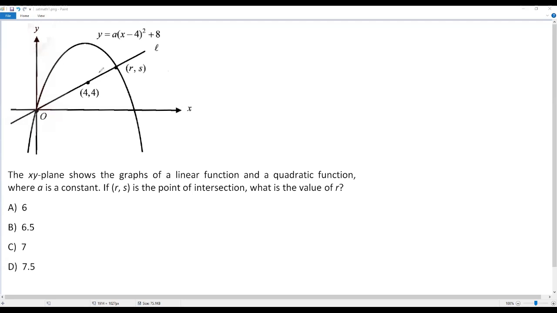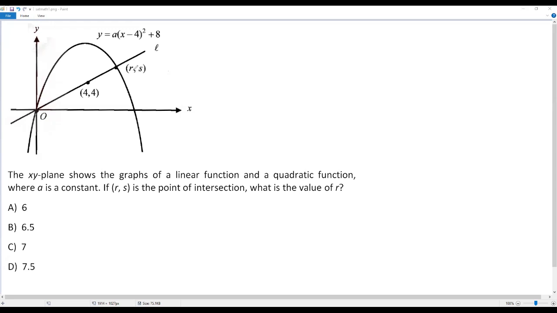Okay, here we have a line which is given by the linear function and a parabola which is given by the quadratic function. Both the line and the quadratic function intersect at 2 points. One is the origin over here (0, 0), and the other point of intersection is (r, s), that is given in the question itself. In the second point of intersection (r, s), we have to find the value of r, which is the x coordinate.